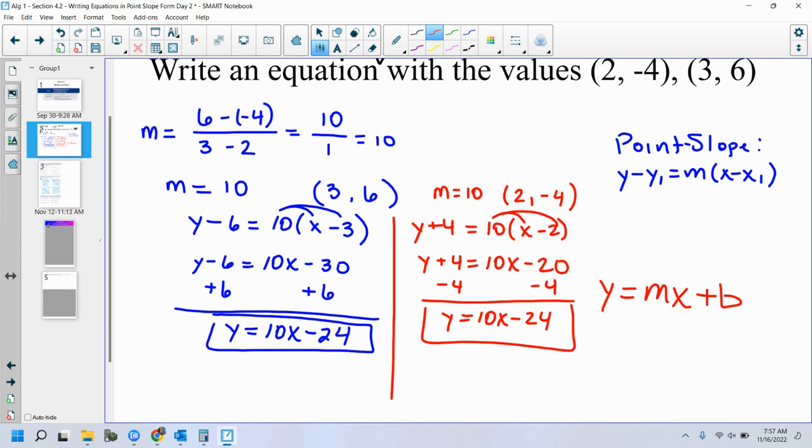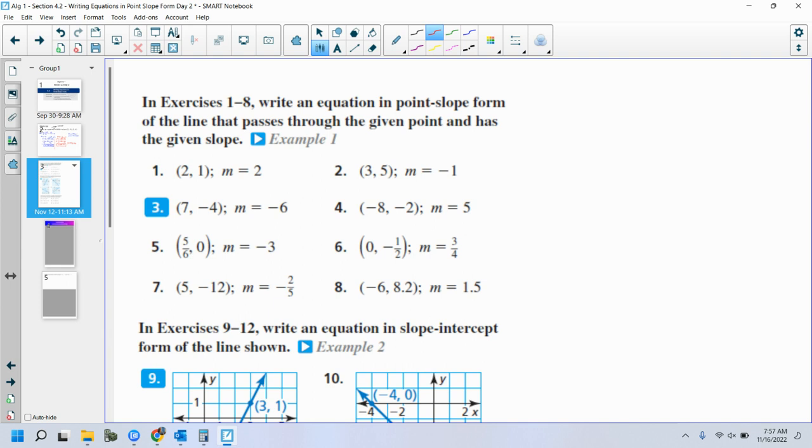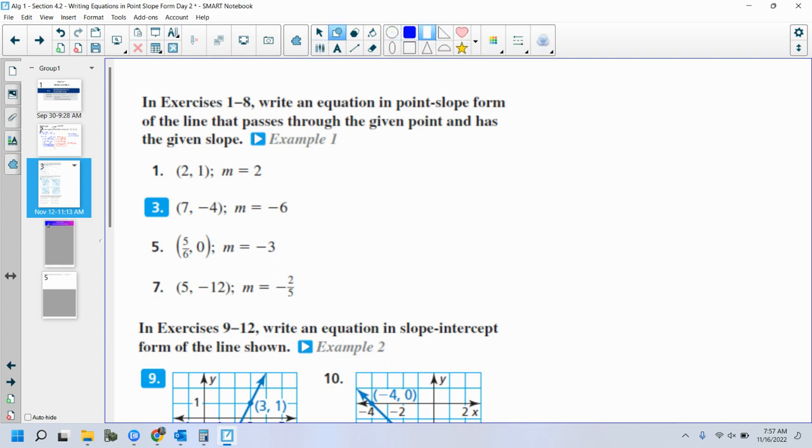All right, let's go over several from the homework. Let's pause and go through at least 1 or 2 from 1 through 7. Number 7. Now, read the directions. In exercises 1 through 8, write an equation in point slope form. Do I have to solve for y? No. Not on 1 through 7, I do not need to solve for y.